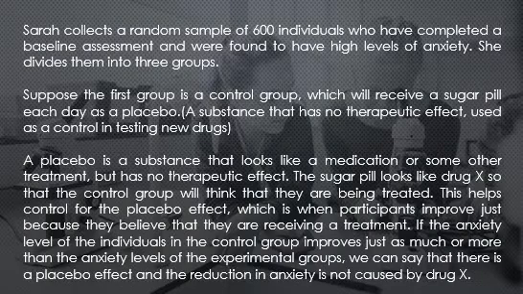Let's consider an example. Sarah collected a random sample of 600 individuals who have completed a baseline assessment and were found to have a high level of anxiety. She divides them into three groups. Suppose the first group is a control group which will receive a sugar pill each day as a placebo. We know a placebo is a substance that has no therapeutic effect, used as a control in testing a new drug. A placebo is a substance that looks like a medication or some other treatment but has no therapeutic effect. The sugar pill looks like drug X so that the control group will think that they are being treated.